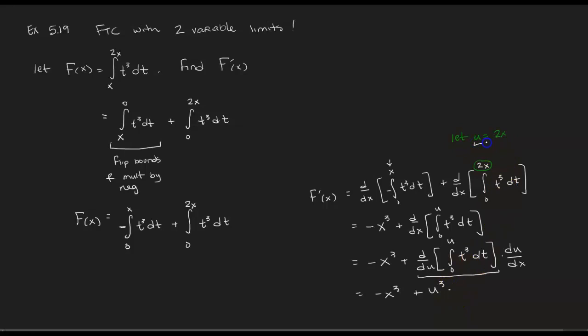Now remember, u we said was equal to 2x, so du dx would just be 2. So we'll multiply by 2 there. And we need to replace u with its terms of x, so that looks like negative x cubed plus 2x cubed times 2. If we have 2 cubed, that's 8. 8 times 2 is 16. That term looks like 16x cubed, so we've got negative x cubed plus 16x cubed, and that simplifies to 15x cubed.